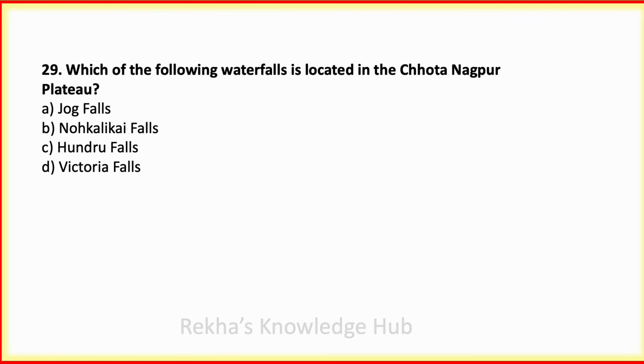Which of the following waterfalls is located in the Chota Nagpur Plateau? Options are Jog Falls, Nokkalikai Falls, Hundru Falls, Victoria Falls. Correct answer is Hundru Falls. Hundru Falls is on the Subarnarekha River in the Chota Nagpur Plateau. Victoria Falls is on the Zambezi River in southern Africa.